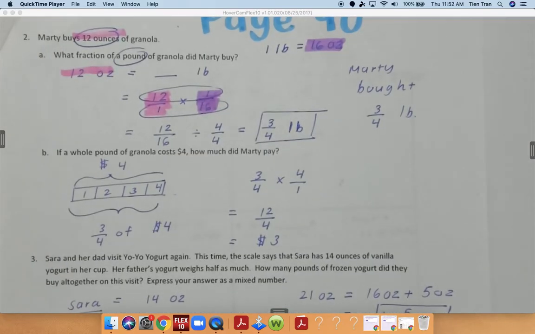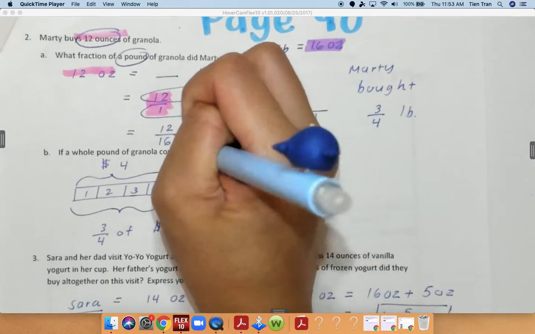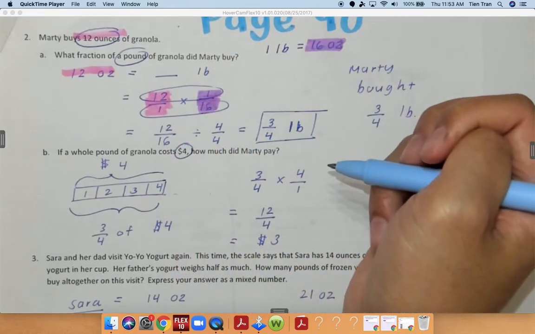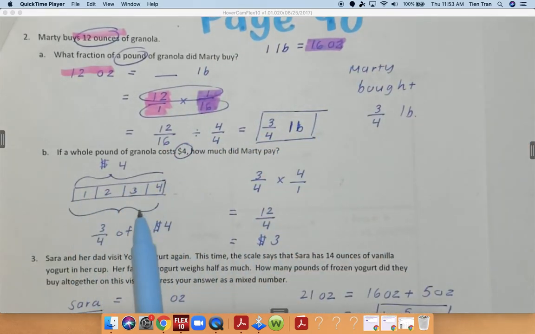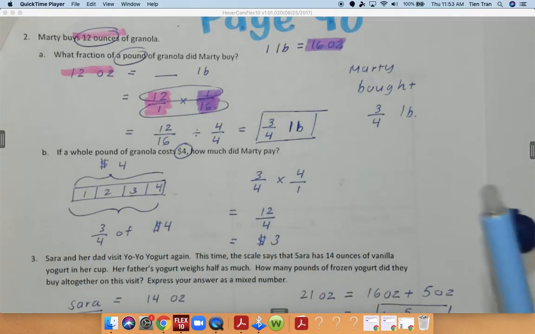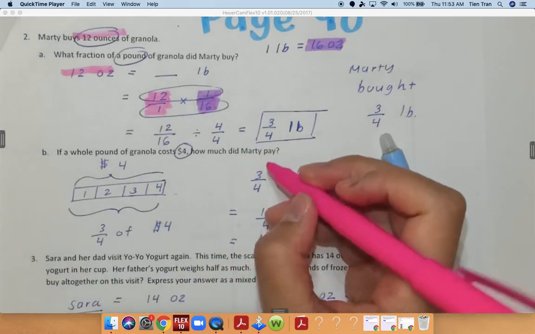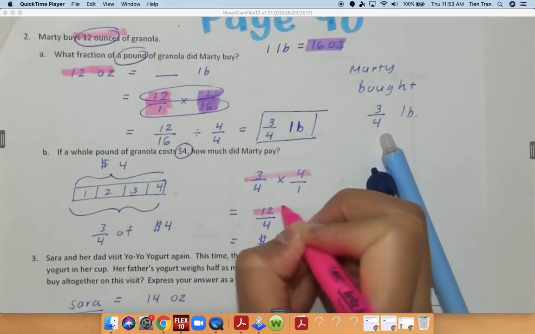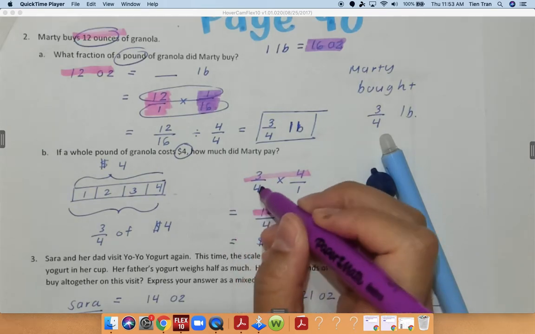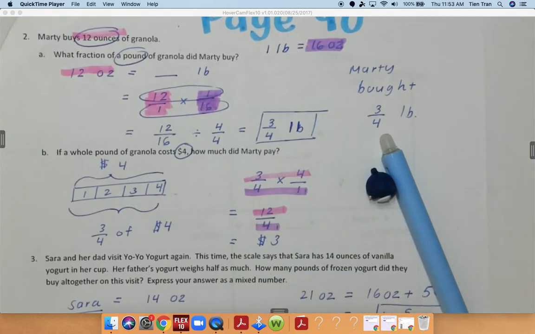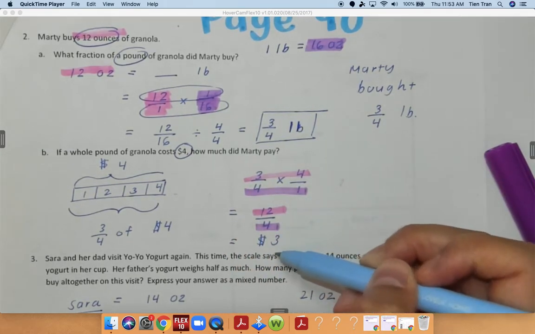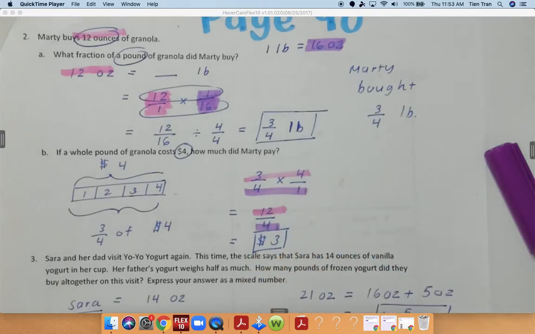Now they ask you, if a whole pound of granola costs $4, how much did Marty pay? So if a whole pound is equal to $4 and he only bought 3/4 of a pound, I just need to multiply. So I have 3 times 4, which is equal to 12, and 4 times 1, which is equal to 4. So 12 divided by 4 is going to give me $3.